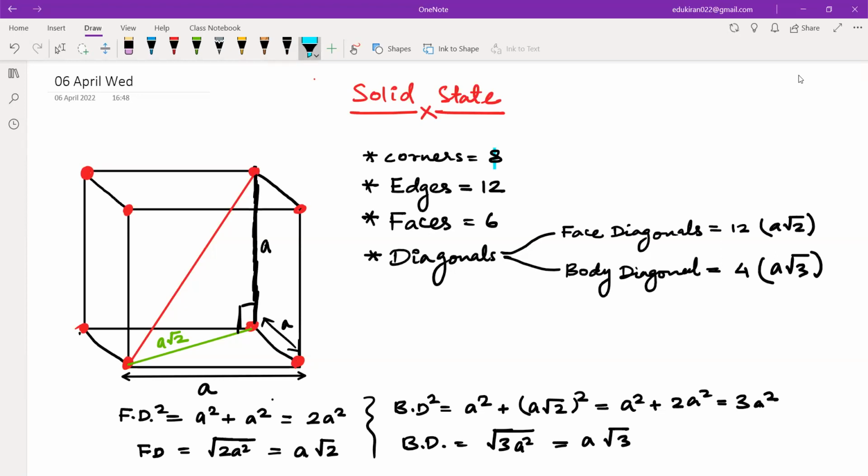Now, this is the information that you have to remember and you cannot afford to forget it. What is this information? Corners are 8, edges are 12, faces are 6, face diagonals are 12 and their length is A root 2, body diagonals are 4 and their length is A root 3. So please write this down.